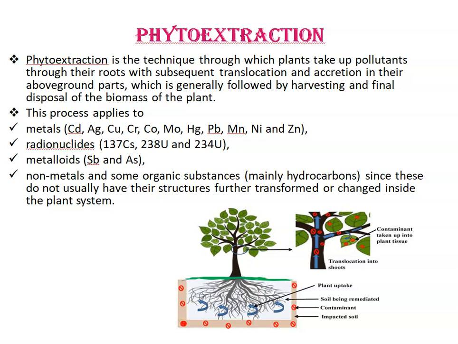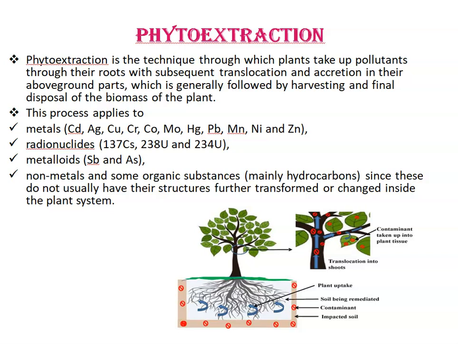This process applies to metals like cadmium, silver, copper, chromium, cobalt, molybdenum, mercury, lead, manganese, nickel, and zinc. Then to radionuclides like cesium and uranium, metalloids like antimony and arsenic, non-metals, and some organic substances, mainly hydrocarbons, because these do not usually have their structures further transformed or changed inside the plant system.